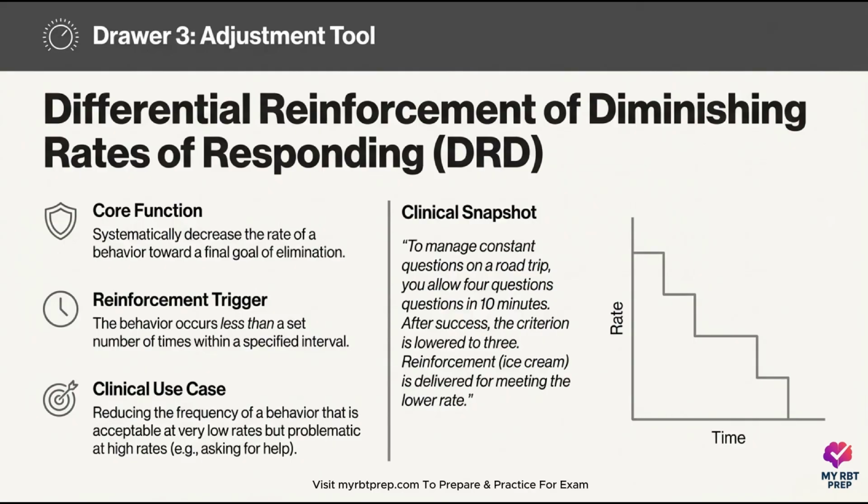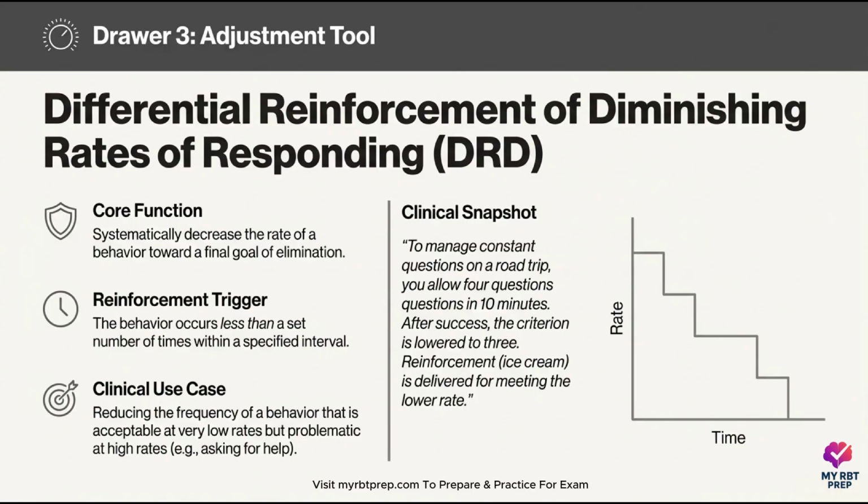Shift your focus to the stair-step graph on the right. This visualizes the strategy perfectly. DRD is a game of lowering the ceiling over time. Initially, the criterion is high. Using the clinical snapshot example, asking a question in the car is fine, but asking every 30 seconds is a problem. So we set a reinforcement trigger. If the child asks fewer than 4 times in 10 minutes, they earn the reward, perhaps some ice cream. Once they master that level, look at how the graph steps down. We lower the limit to 3 questions, then 2.